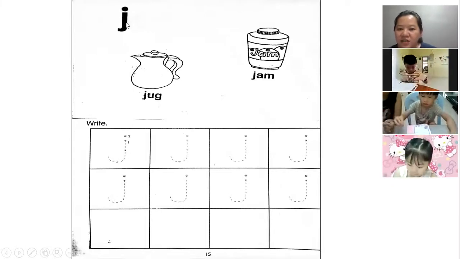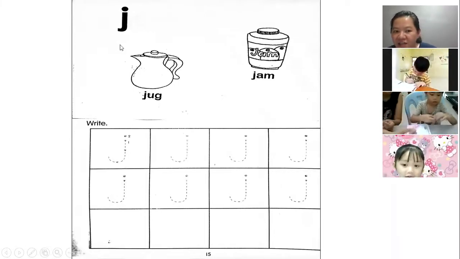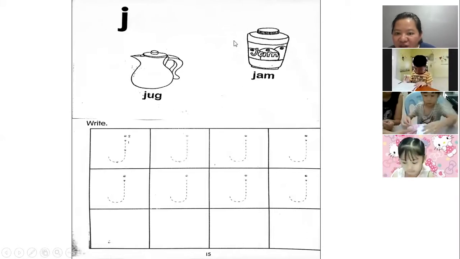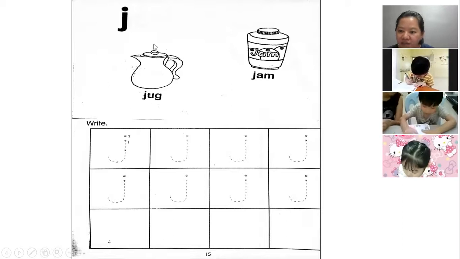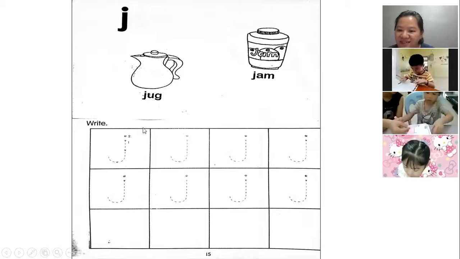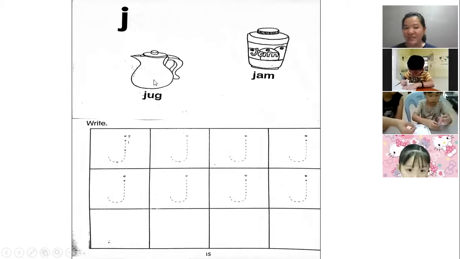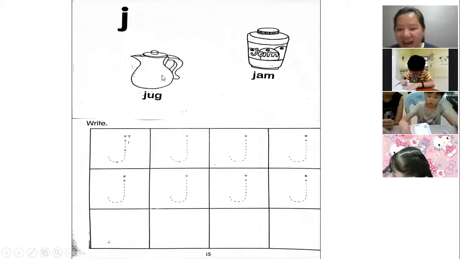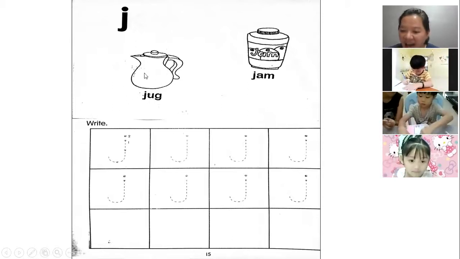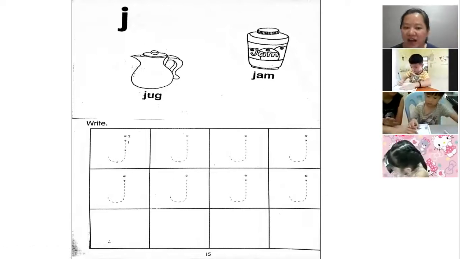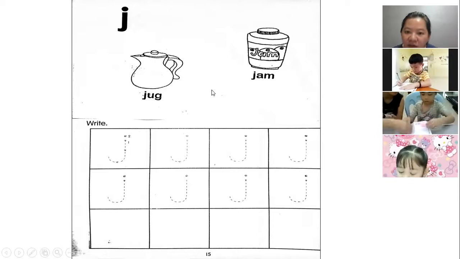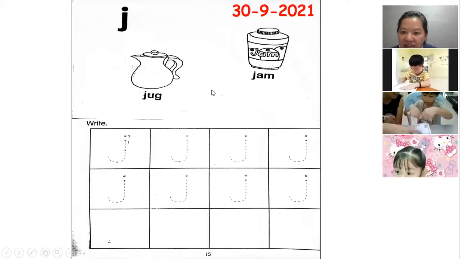This is letter J. J jam, very good. You see, this is J jam. And this one, you know what this is? This is J jam. Okay. And also, you need to write the date.